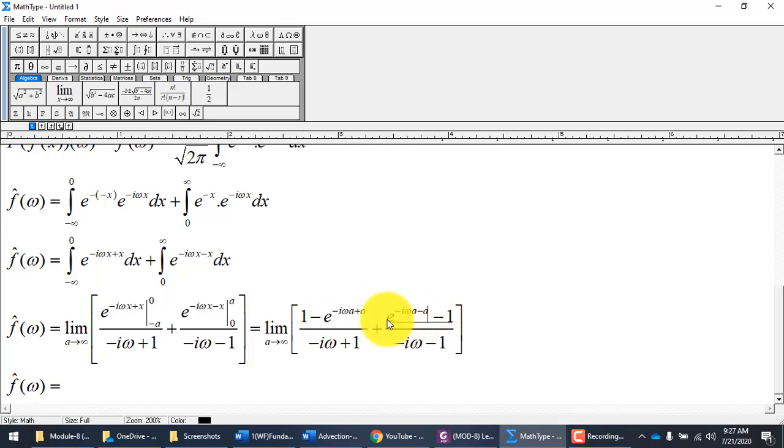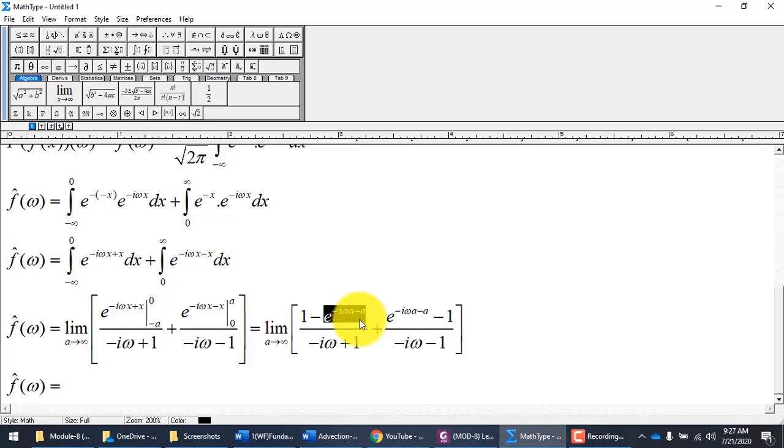So when a approaches infinity, this term will approach 0, because a is approaching infinity. So 1 over infinity, the answer will be 0. Okay, and one more thing you can do there, you can actually split this. Because the limit is applied here, we should focus on that term. Okay, what will be that term? That term will give you e to power a over e to power iota omega a.